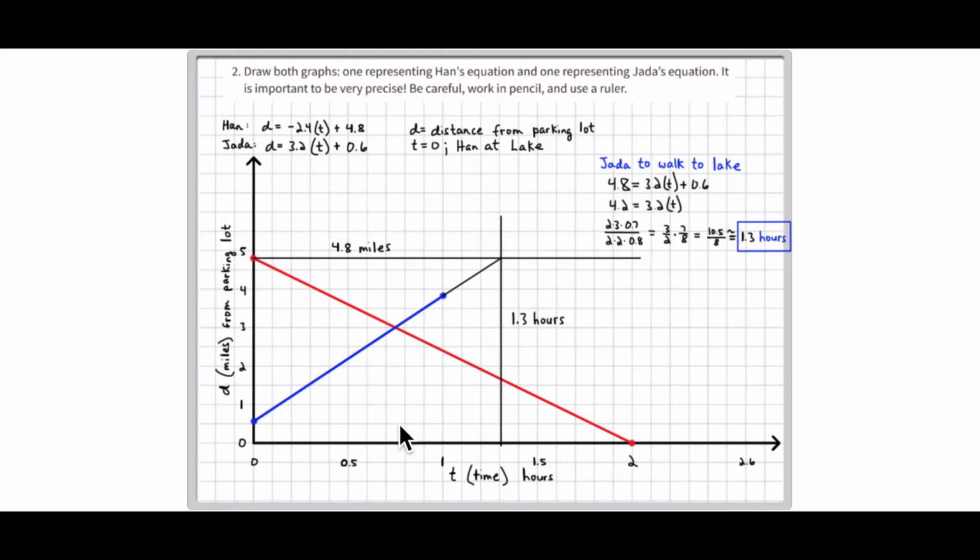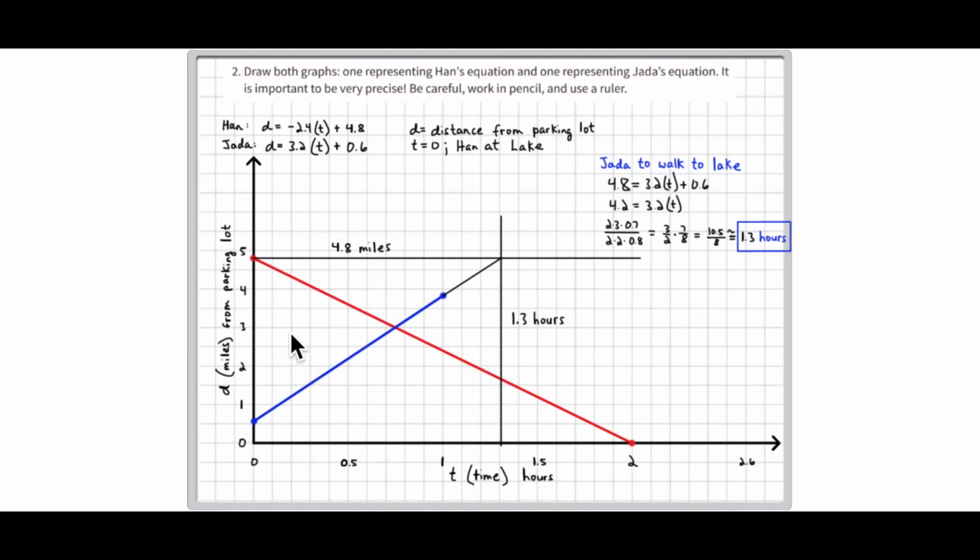In a moment, we're going to figure out at what time during their walk both Han and Jada pass each other on the trail. You can actually get that from this graph. It's the point at which they intersect right here. So Jada's walking away from the parking lot. Han is walking towards the parking lot. And at this time right here, this is 3/4 of an hour, 75 hundredths of an hour into their walk. They are both 3 miles from the parking lot. So they are both at the same spot.